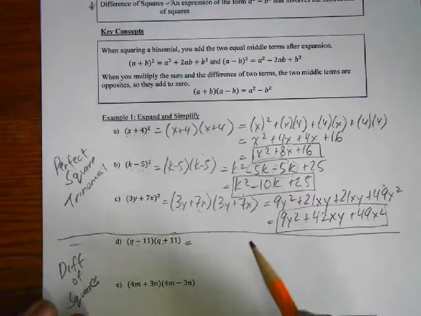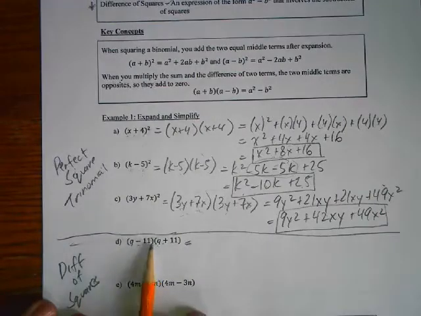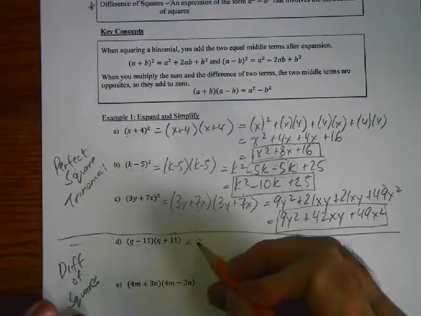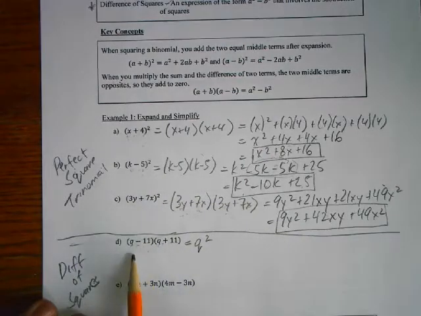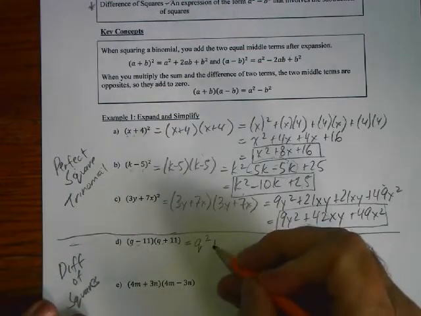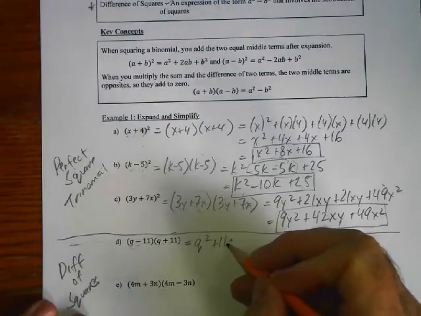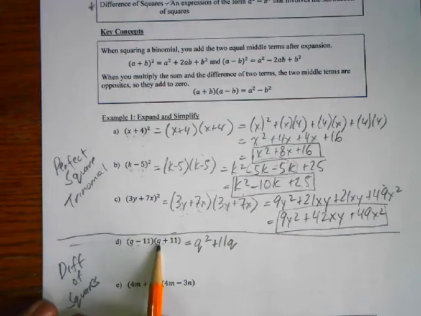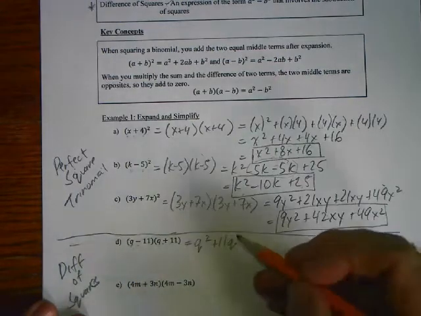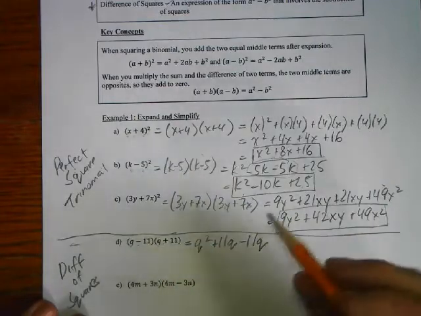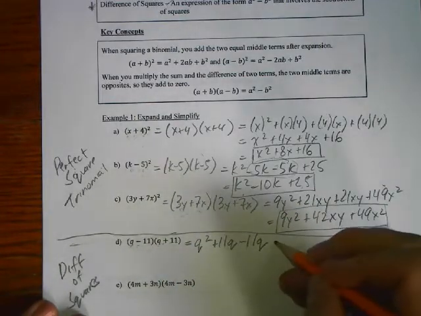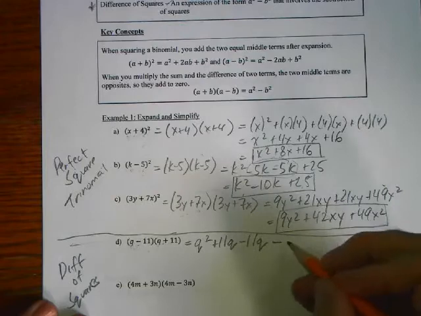Q times Q, that's the first, that's Q squared. And then the outside I have Q times 11. So that's plus 11Q. And then the middle I have minus 11 times Q, so that's minus 11Q. And then negative 11 times positive 11, so that's going to be negative. And 11 times 11 is 121.